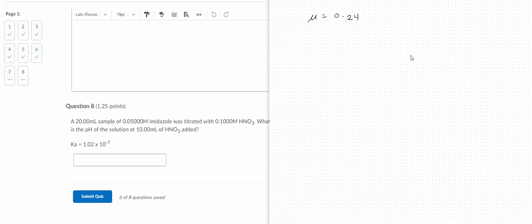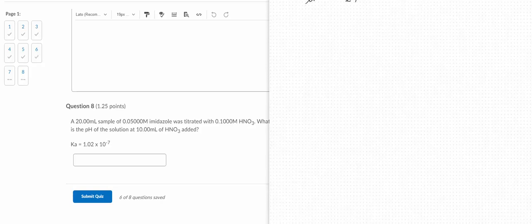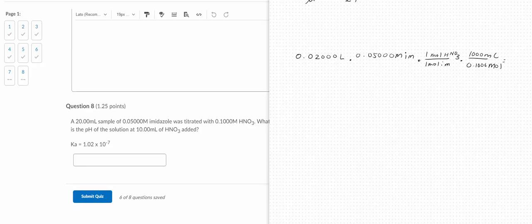And then my last problem, a 20 milliliter sample of imidazole. So here we go with imidazole again. A 20 milliliter sample of 0.0512 M imidazole, titrated with my strong acid again. So 1 mole of imidazole, 1 mole of HNO3. I'm looking at 0.1 mole per liter. We have 10 milliliters, so 1,000 milliliters there.